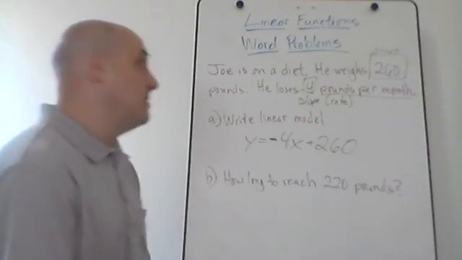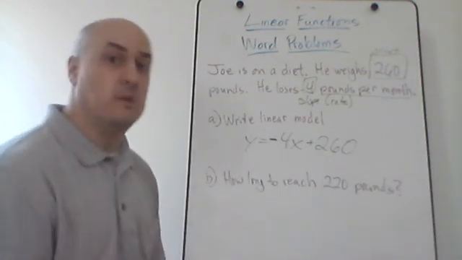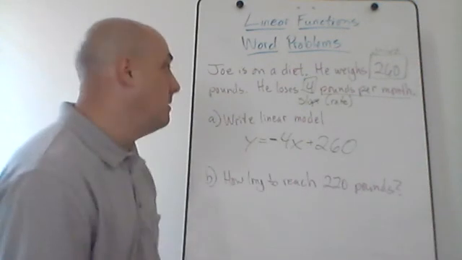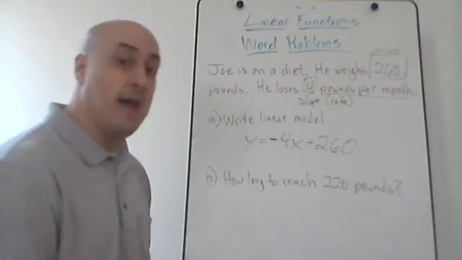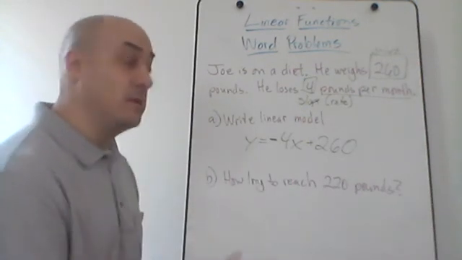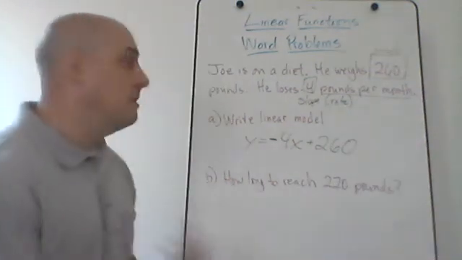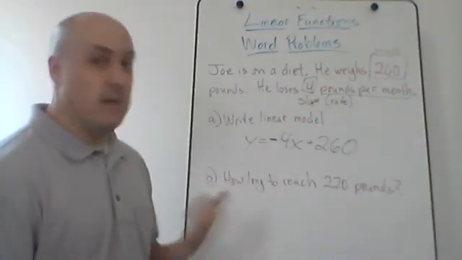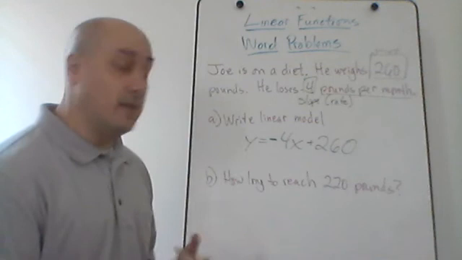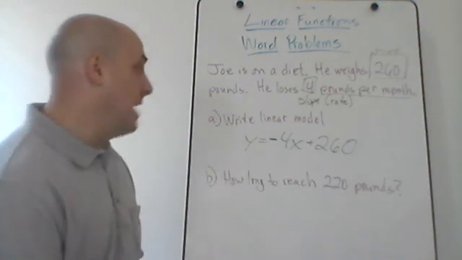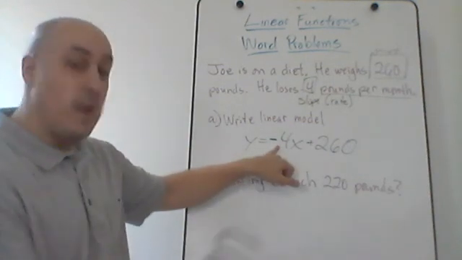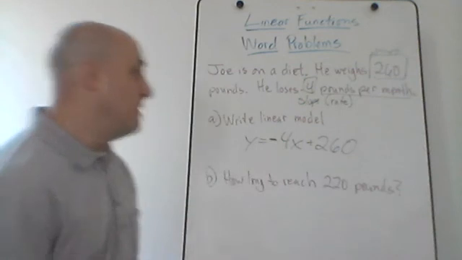Or if it says he gains 4 pounds, that means it's a positive slope, it's going up. Or it increases or something like that. Those are words that tell you that the slope is going to be positive. So you do have to read these problems carefully. Sometimes the rate of change is positive, sometimes it's negative. It all depends on whether it's going up or down. In this case, it's going down. His weight is going down, and so we have a negative slope.